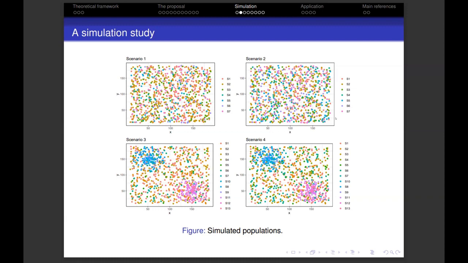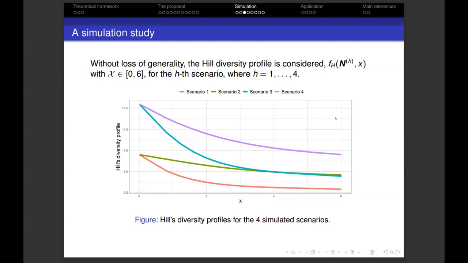In each scenario, we have computed the real biodiversity profile. Our simulation checks if our approach is able to reconstruct this theoretical biodiversity.